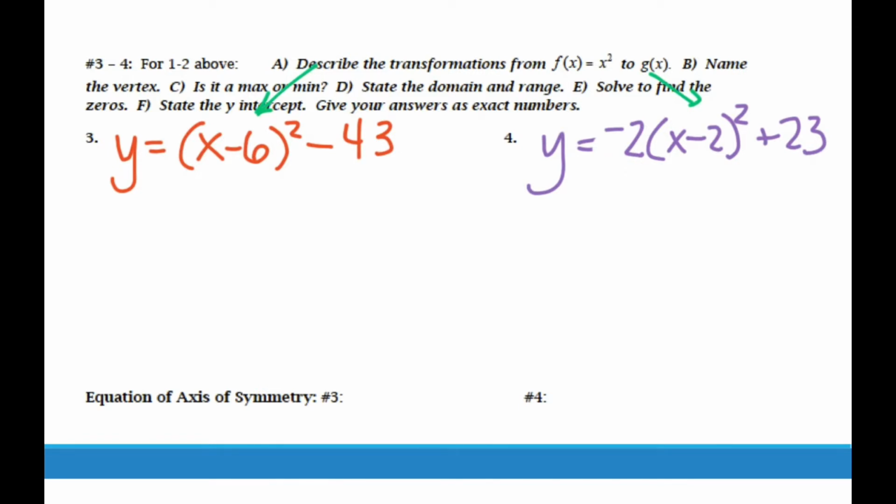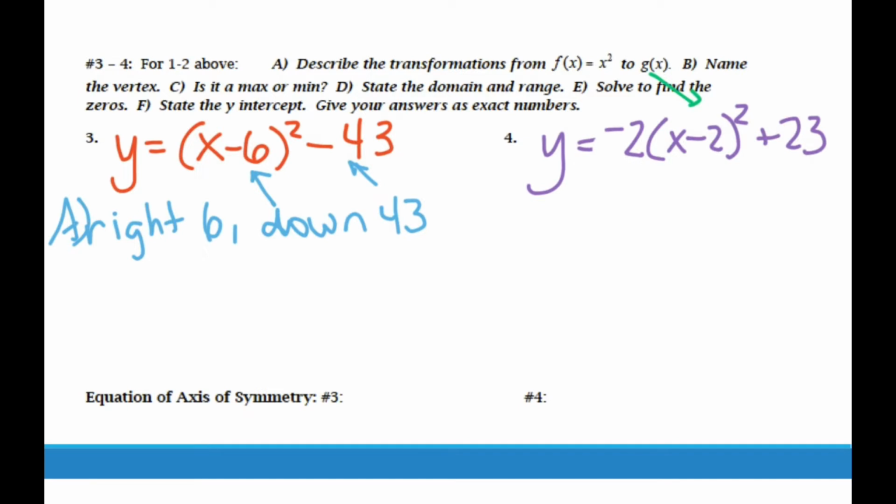Okay, starting with the first one, the first thing we're supposed to do is describe the transformations. The minus 6 tells me that we're going to go right 6, and then the minus 43 tells me that we're going to go down 43. That's the transformations of this graph. Okay, the next thing is B. We're going to name the vertex. The vertex is going to be positive 6 and negative 43, and we get that by looking at those two things right there.